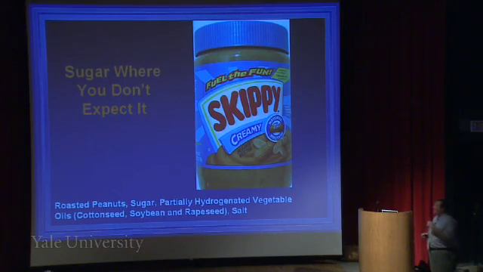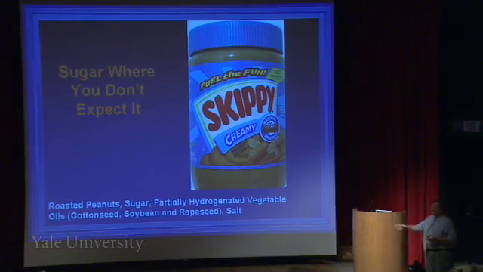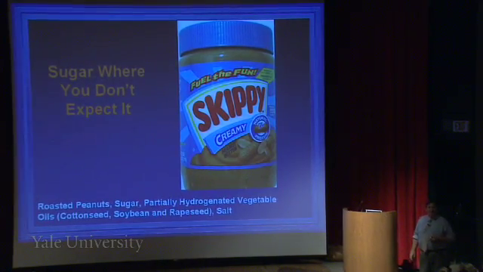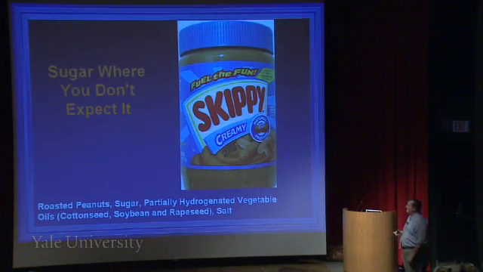You may know from reading food labels that the ingredients in any food label are listed in order of how much there is in the food itself. So sugar comes right after peanuts.